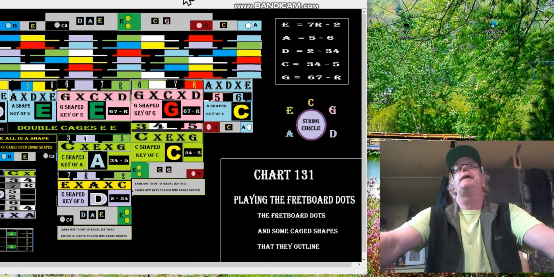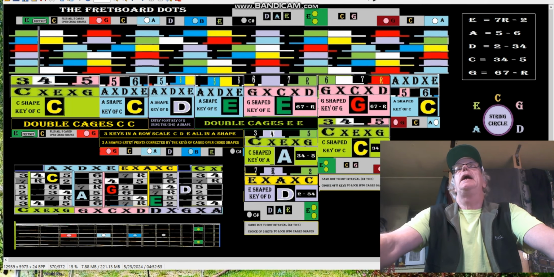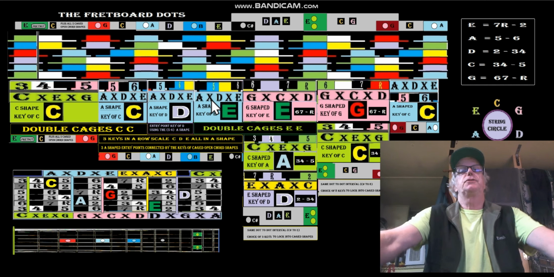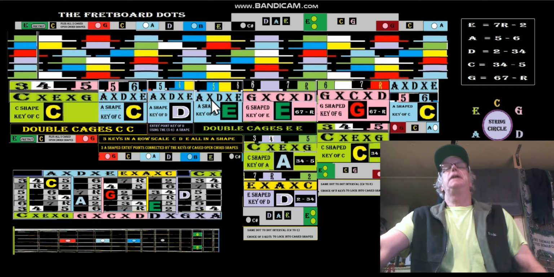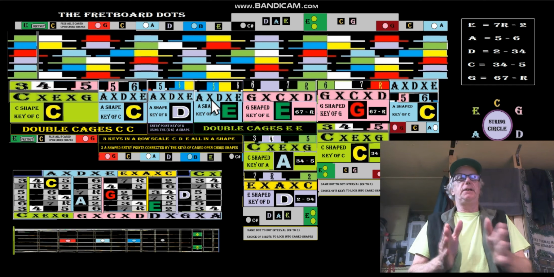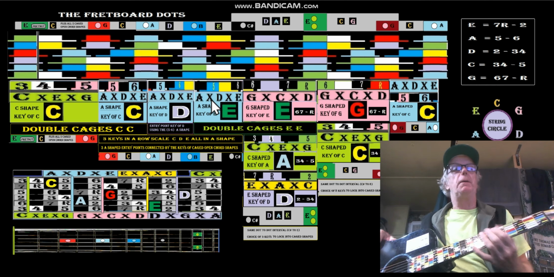131, playing the dots. The fretboard dots and some CAGED shapes that they can outline, and that word outline isn't far from accurate. What it means is the CAGED shapes that you can start from the dots can actually be entry points to a key in the fretboard neck that can open up that whole neck.